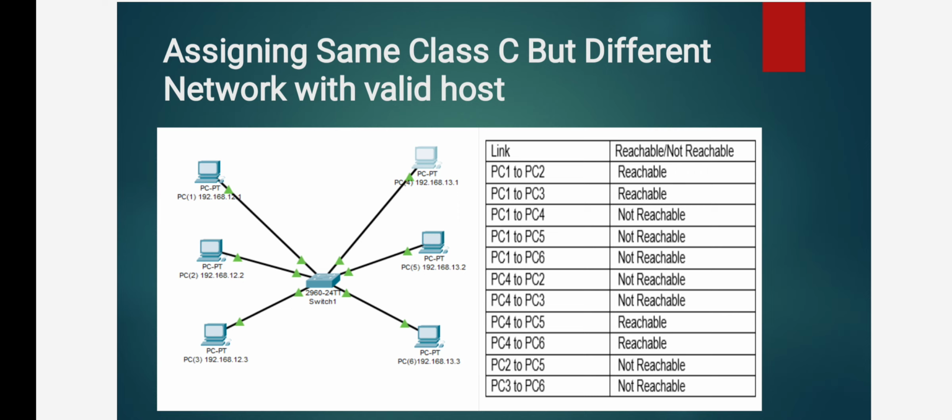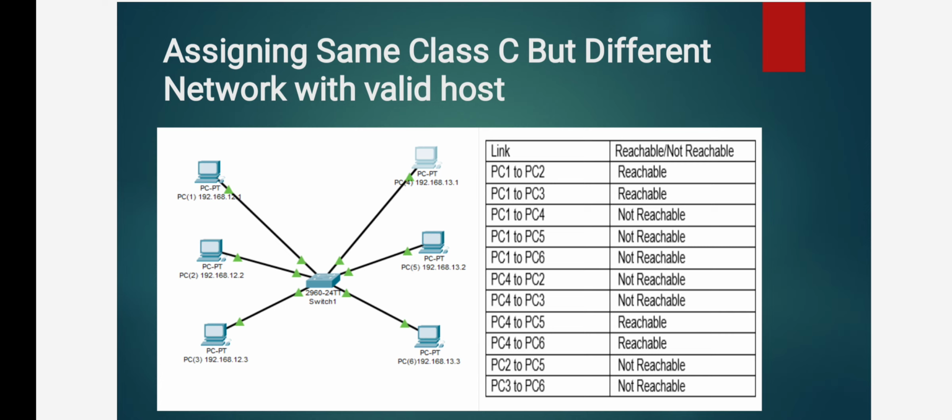And next, PC1 to PC3. PC1 to PC3 is the same concept as the number 1 problem, PC1 to PC2. PC1 to PC3 have the same network part, and also they are reachable. Next, PC1 to PC4.